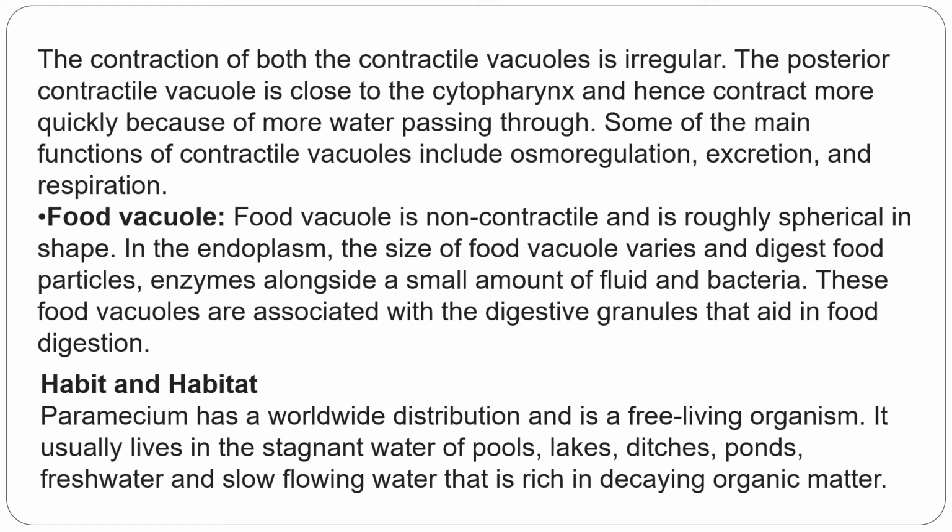Habit and habitat. Paramecium has a worldwide distribution and is a free-living organism. It usually lives in the stagnant water of pools, lakes, ditches, ponds, freshwater, and slow-flowing water that is rich in decaying organic matter.